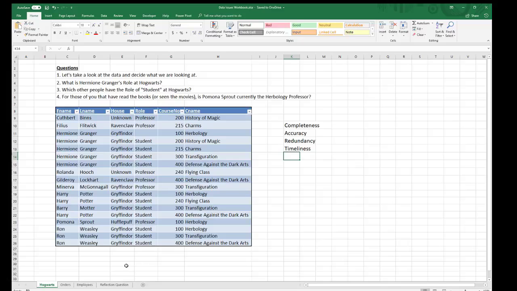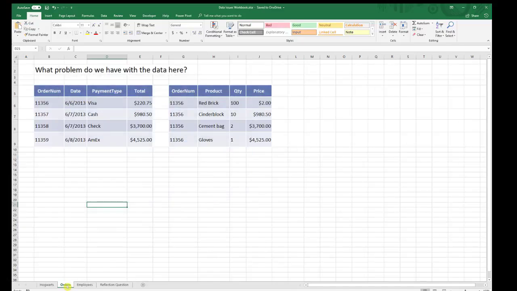So let's take a look at the next data sheet, the orders worksheet. We have 2 different tables. We have a table that contains order number information with a date, how the order was paid for, and the order total. And in the second table, we have the order number, the product associated with the order, the quantity of product, and the price.